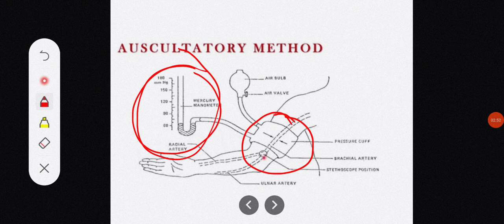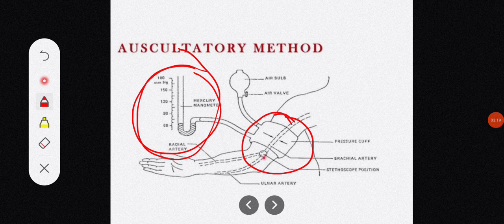This cuff has a rubber bladder inside an inelastic fabric covering. You might have gone to the hospital and seen this sphygmomanometer used by doctors for measuring the blood pressure. They wrap something around your arm, blow air into that cuff, and then measure the blood pressure. Here I am going to discuss how it is used.